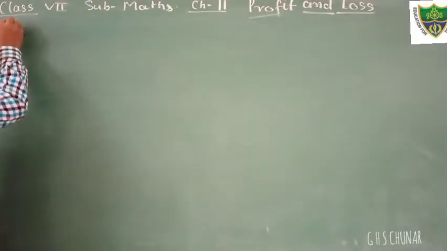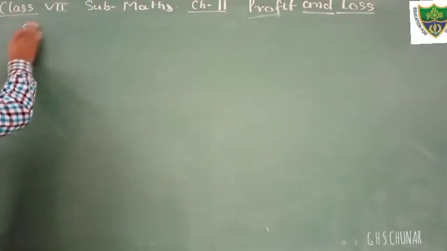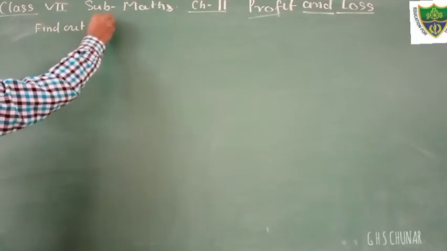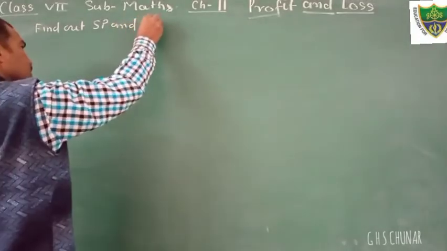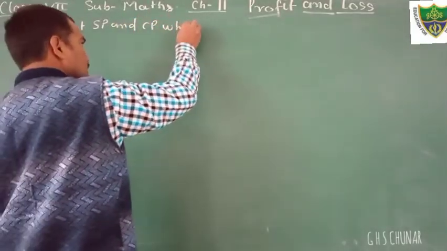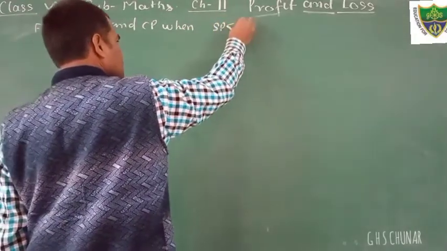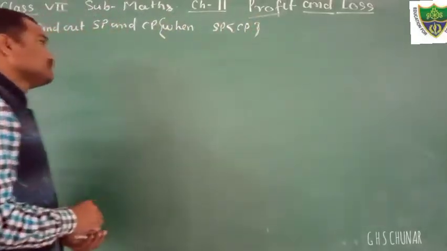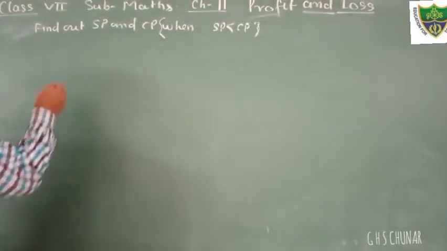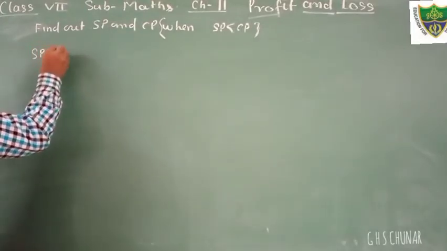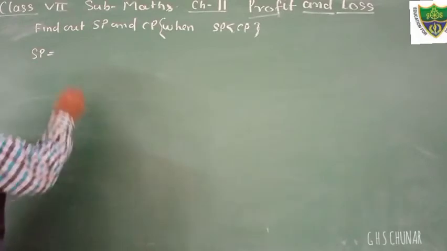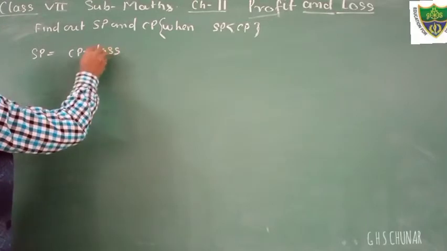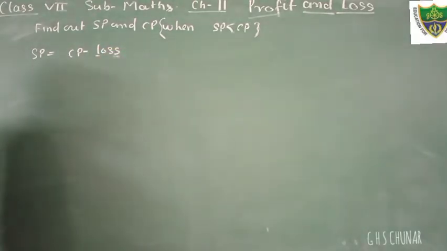Now find out SP and CP when SP is less than CP. When SP is less than CP. You know that when SP is less than CP, then SP is equal to CP minus loss. CP minus loss.